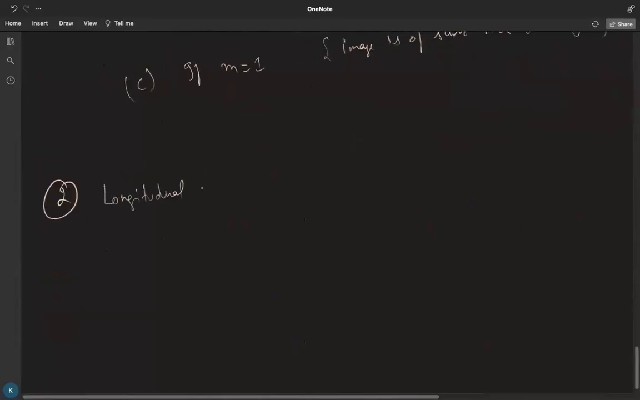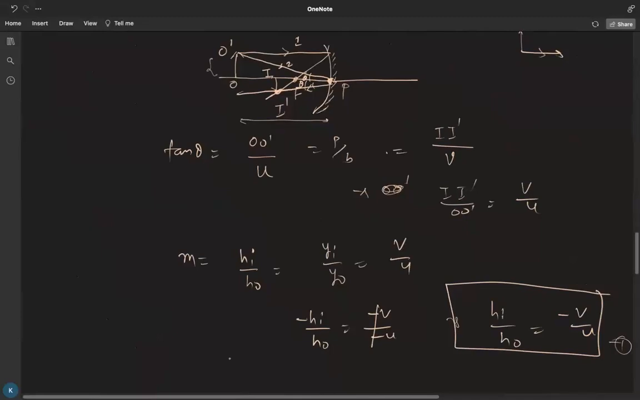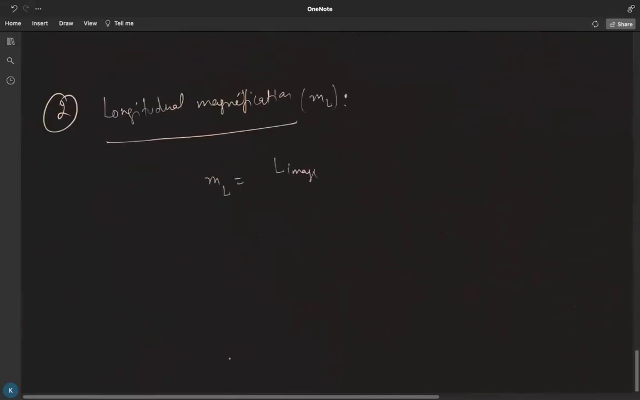Longitudinal magnification. It is actually represented by ML. Okay, so how is it defined? The longitudinal magnification is defined as the length of image by length of object, or you can say Li by Lo. Earlier we saw the height of image by height of object, but here it is the length of image by the length of object.